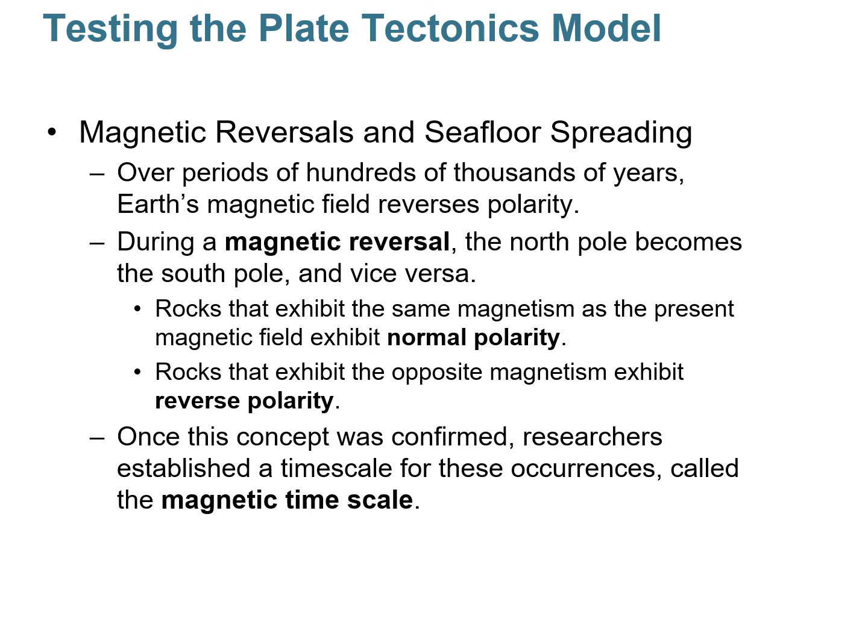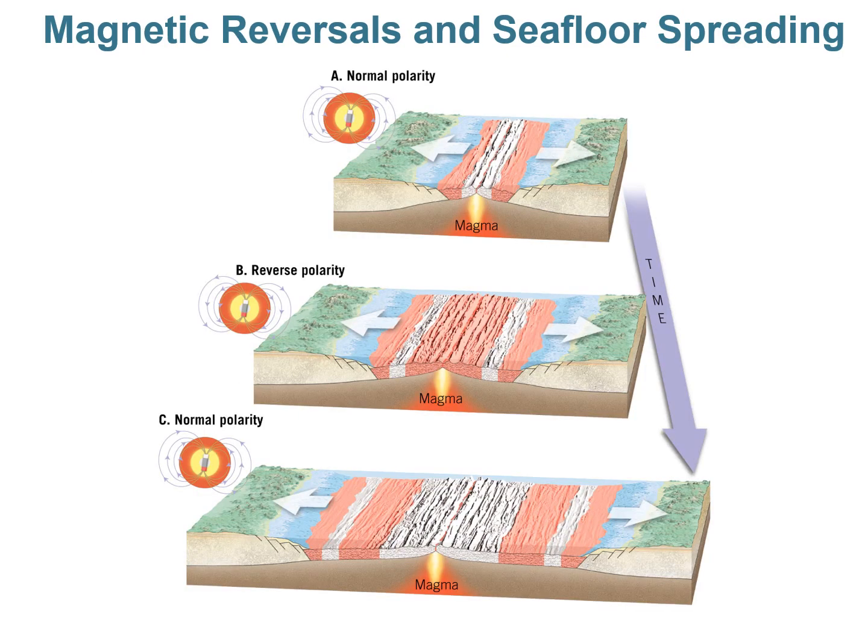So what happens here is the rocks that exhibit the same magnetism as today's magnetic field, we call that normal polarity. And then the rocks that exhibit the opposite of today's magnetic field, we call that reverse polarity. And so once they developed this concept, we started to create the magnetic timescale.